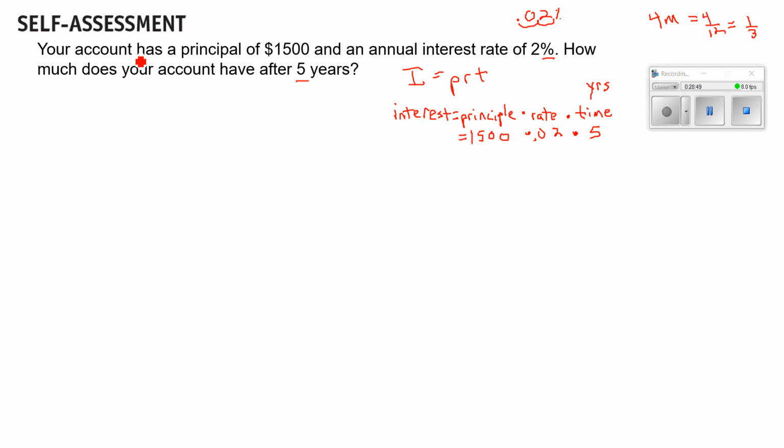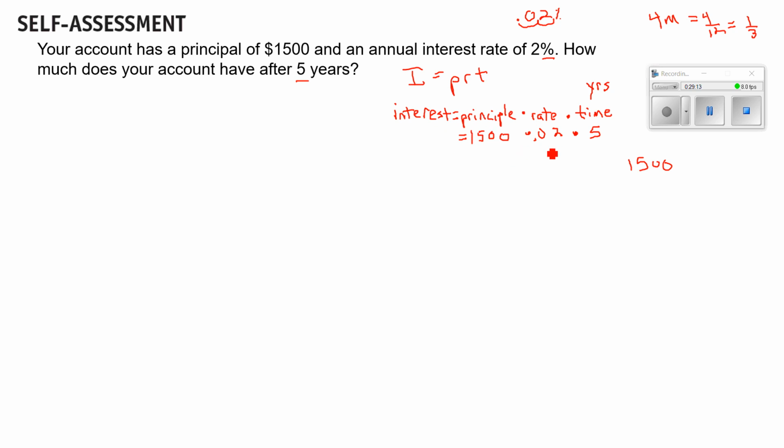And it says your account has this, the annual interest rate is this, and how much money does your account have after this? So after we find the interest, we're going to have to add it back to our principal. So let's not forget that. We're going to add whatever our answer is, this interest, to 1,500 in order to find out how much is in our account after 5 years.